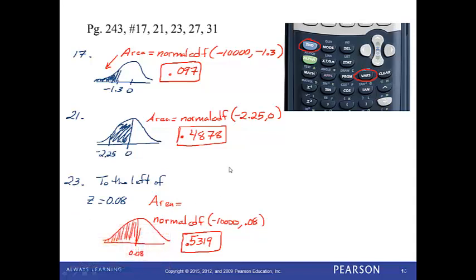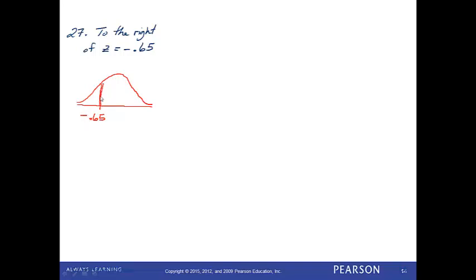Alright, number 27, it says to the right, so now I want to go to the right of it, and then it's to the right of negative 0.65. So I have z equals negative 0.65. So this time I'm going to the right, so again let me try to draw my bell curve. I know I have a negative 0.65 on it. And there's my line, straight down. And it says to the right, so I'm going to shade everything to the right.